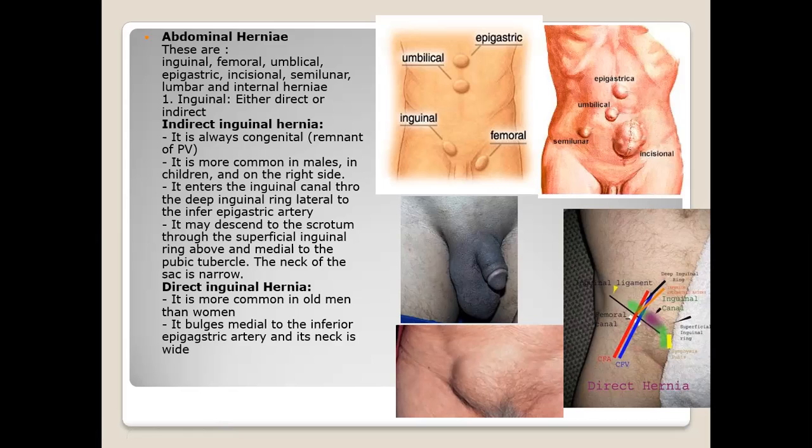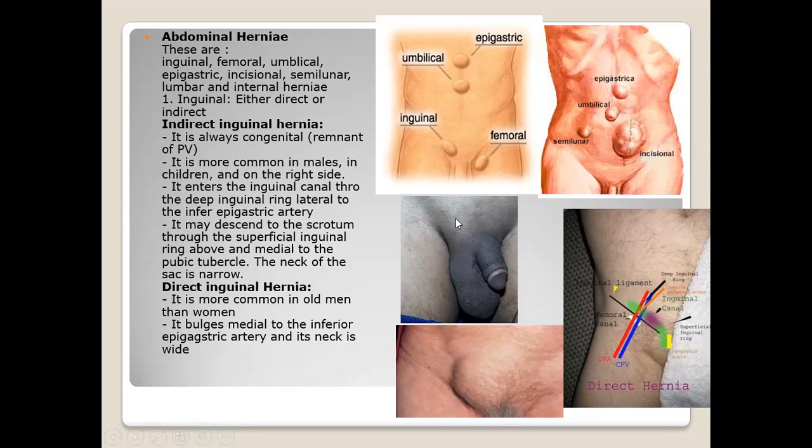Here you can see again the epigastric hernia, umbilical hernia, and semilunaris. We saw that lateral to the rectus abdominis there is a line called the linea semilunaris. If there is any protrusion from there, then it is called the semilunar hernia. And if there are any incisions in the abdomen, previous surgeries, and they are not properly repaired, then there can be an incisional hernia. If there is any protrusion of abdominal contents through that incision, that is called an incisional hernia.